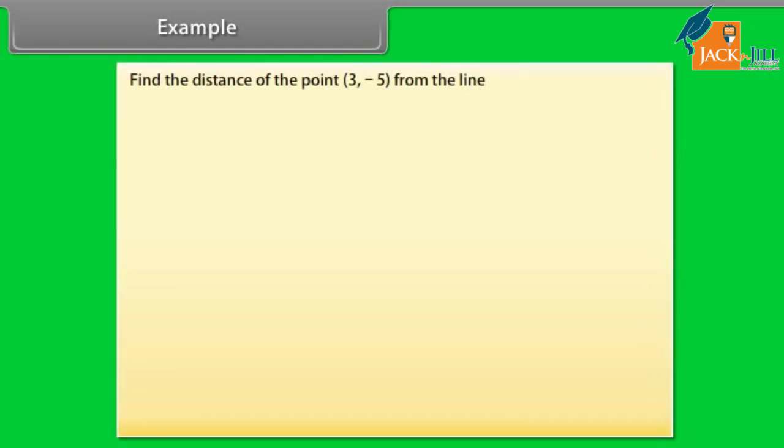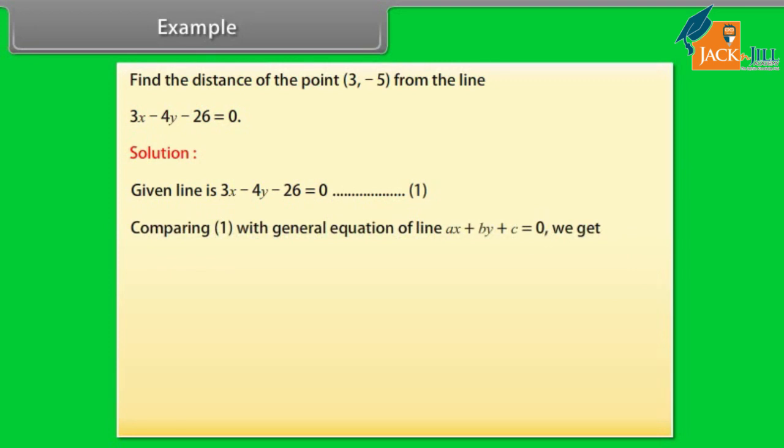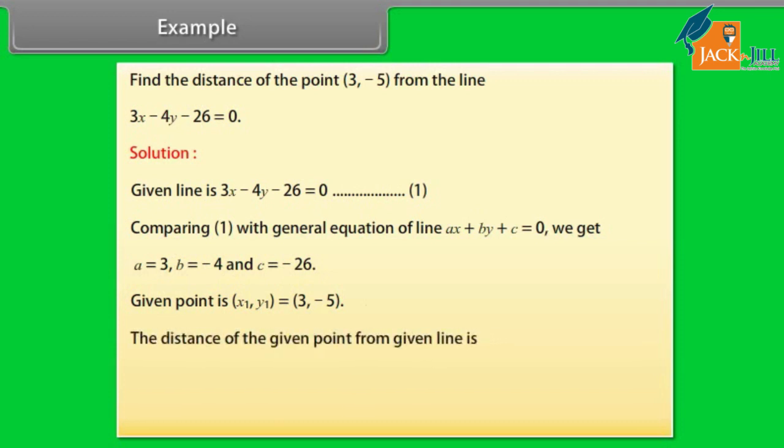Example. Find the distance of the point (3, minus 5) from the line 3x minus 4y minus 26 is equal to 0. Solution. Given line is 3x minus 4y minus 26 is equal to 0. Mark it 1. Comparing 1 with the general equation of line ax plus by plus c is equal to 0, we get a is equal to 3, b is equal to minus 4 and c is equal to minus 26. Given point is x1, y1 is equal to (3, minus 5). The distance of the given point from the given line is d is equal to 3 by 5.